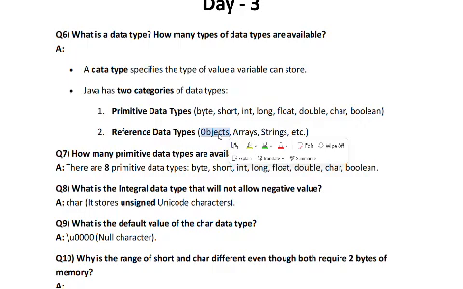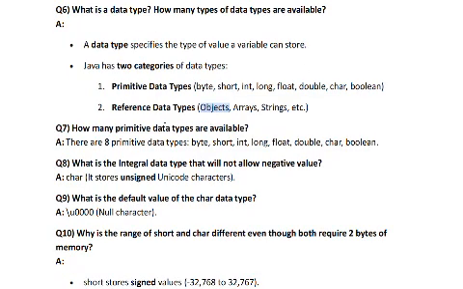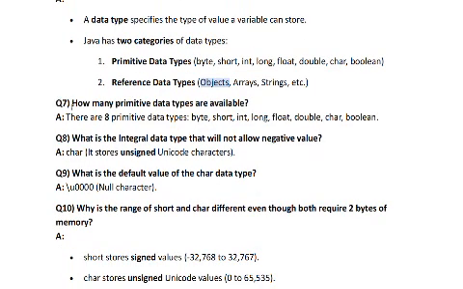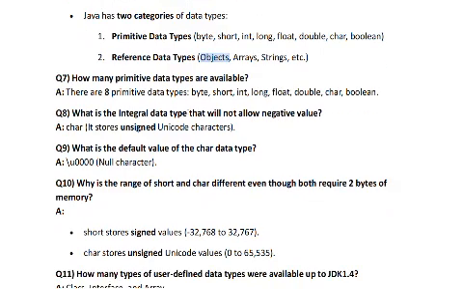Without object, the OOPS concept is not there, because in the object oriented programming language, the name itself has object in it. Next, coming to the seventh question, how many primitive data types are available? There are eight primitive data types. First one is byte, second short, int, long, float, double, char, boolean. These are the eight data types.